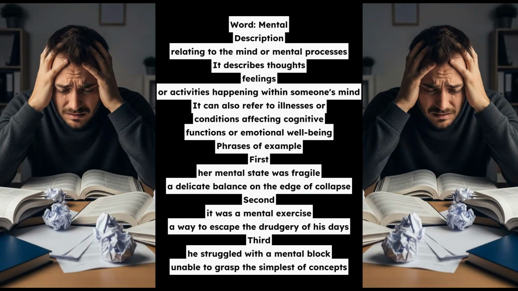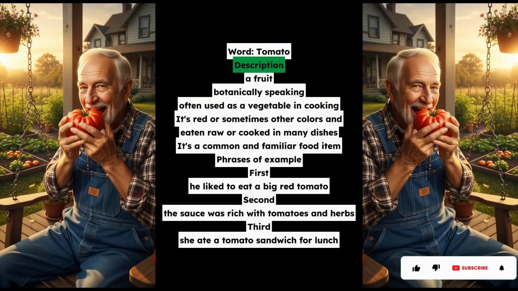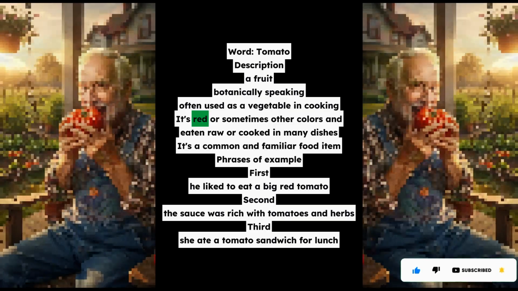Word: tomato. Description: a fruit, botanically speaking, often used as a vegetable in cooking. It's red or sometimes other colors and eaten raw or cooked in many dishes. It's a common and familiar food item.